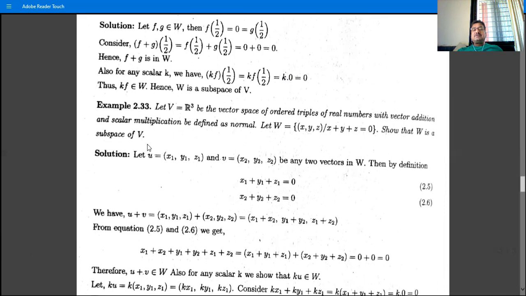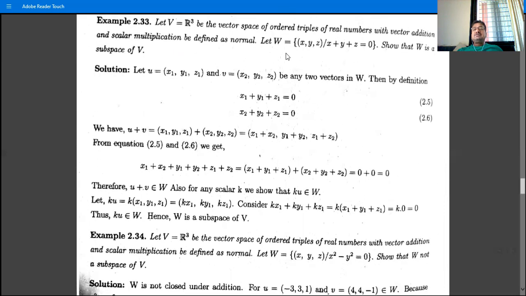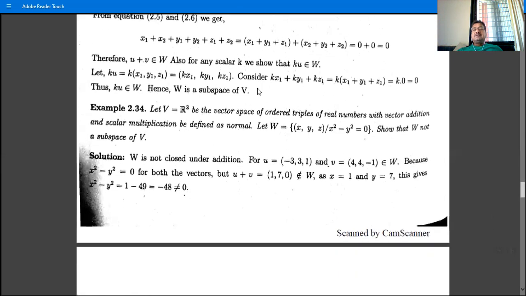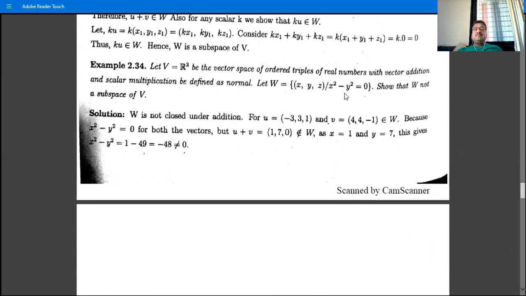equals 0. Show that W is a subspace of V. Obviously this W is a subspace of V: by taking two elements, show that their addition belongs to W and scalar multiplication belongs to W, and therefore W is a subspace of V. Similarly, in this example, x square minus y square is equal to 0. This W is not a subspace of V, it is not closed for addition, or we say the condition is what?